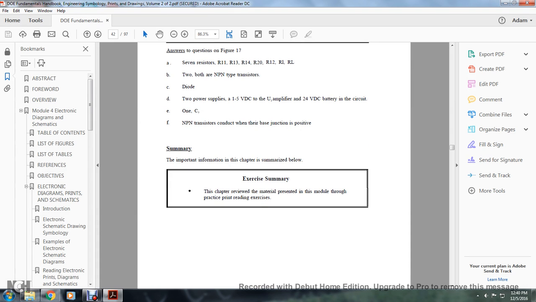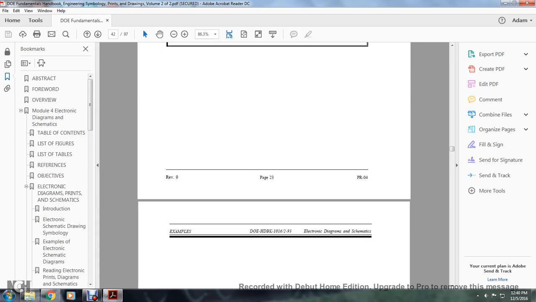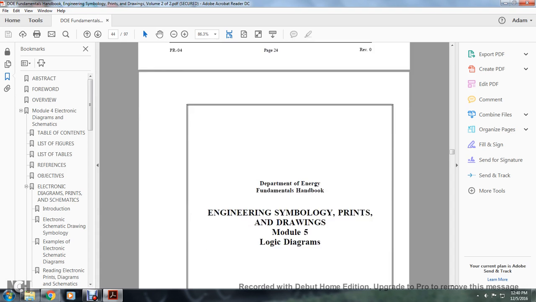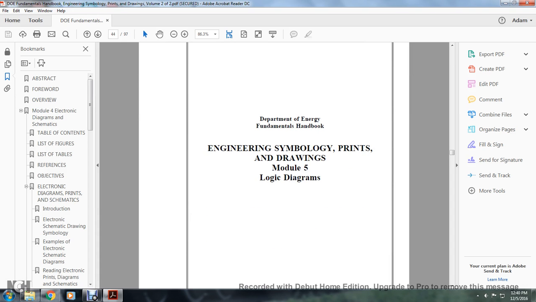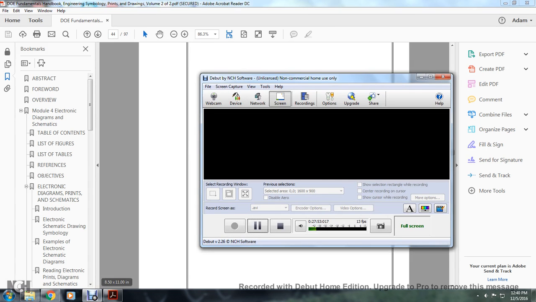Some of the most important information of the chapter is summarized below. The chapter reviewed the material presented in the module through practice print reading exercises. Page intentionally left blank. Engineering symbols, prints, and drawings module, logic diagrams. And we're about halfway through.